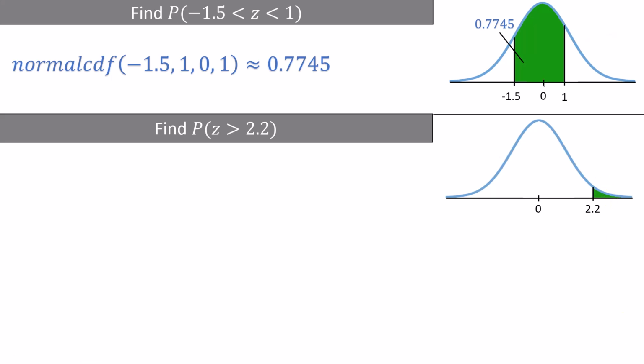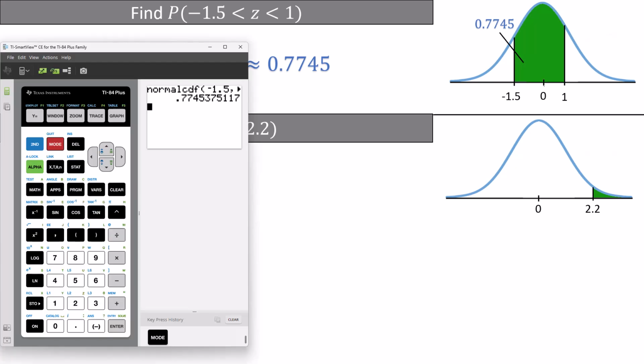We can solve this again using normal CDF, so let's grab our calculator. Then we can press second, distribution, and then scroll down to option 2. Press enter and we can enter in the values. In this case, the lower bound is asking what is the lower bound of our shaded region, or in other words, where does the shaded region start? Well, the starting point of the shaded region is 2.2, so we're going to put in 2.2 as our lower bound. The upper bound, on the other hand, is asking where does the shaded region end?